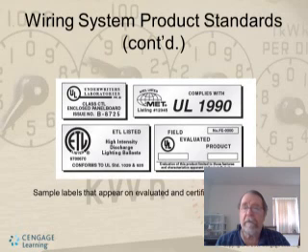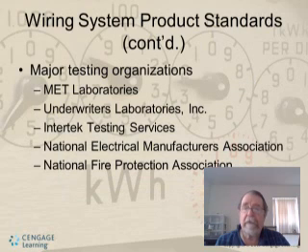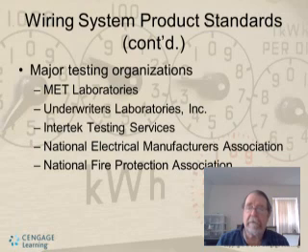These are labels that are put on systems that have been listed or labeled by these organizations, and that's what you'll see, the labels, and then they'll show what the standard is that they used to list it. Now, major testing organizations are MET Laboratories, Underwriters Laboratories, Intertek Testing Services, NEMA, and the NFPA.